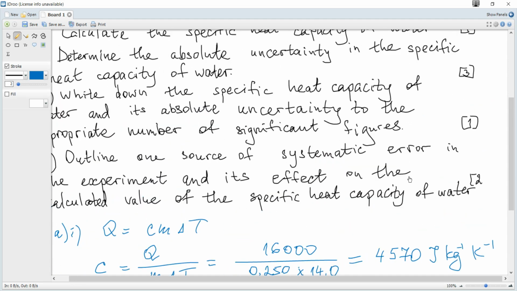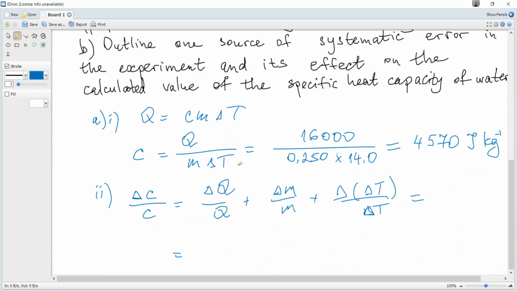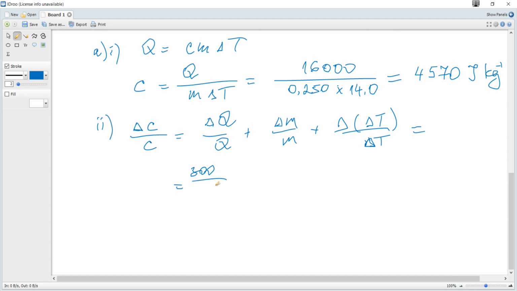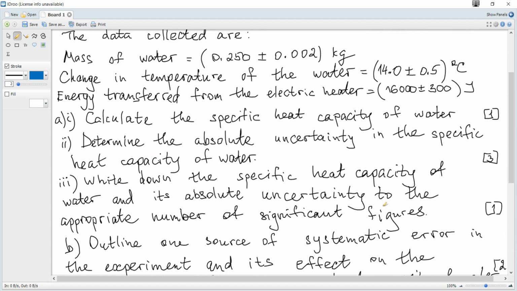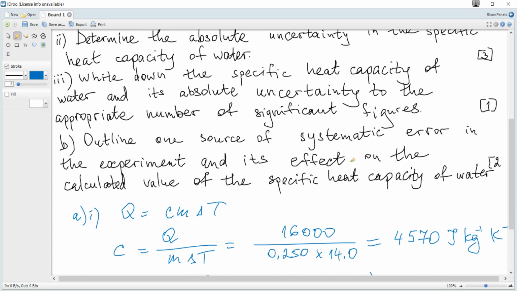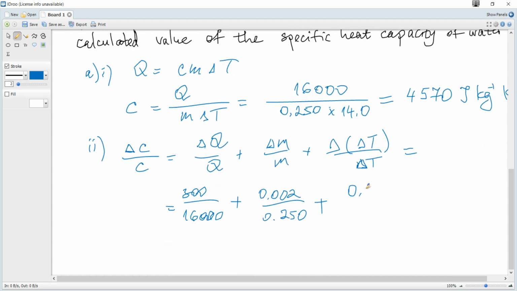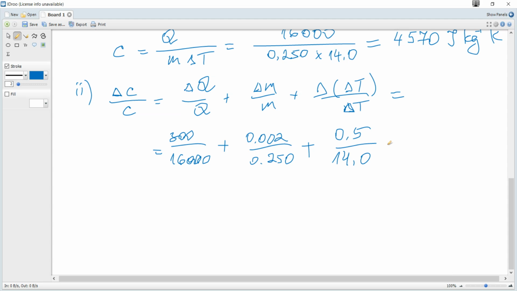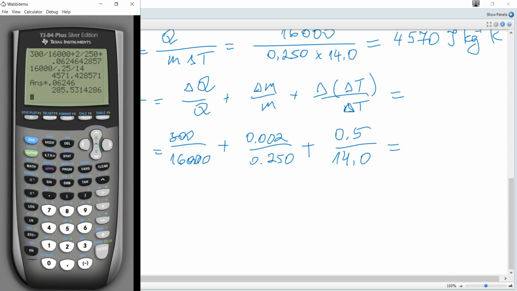It's 300 over 16,000 plus delta m, it's 0.002 over 0.250, and plus 0.5 over 14.0, and we get just a decimal.